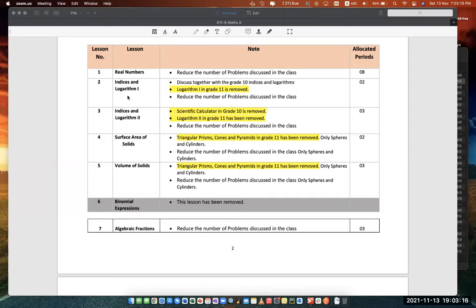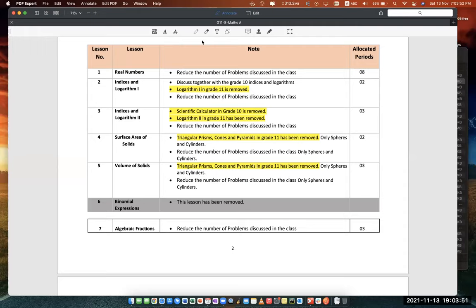Then when we come to indices and logarithms, grade 11 logarithm 1 has already been removed. Then in logarithm and indices 2, again logarithm 2 in grade 11 has been removed. So the entire logarithm section in grade 11 has been removed. That means you will only get multiplication and division of decimal numbers using logarithm. So powers, square root, the third root, nothing will come for your exam. You will only get the multiplication and division of logarithms.